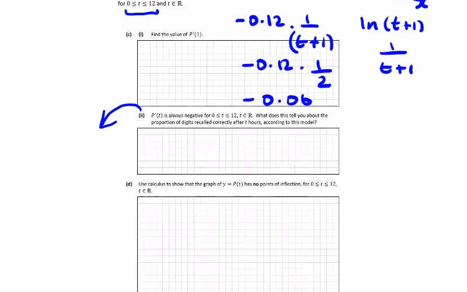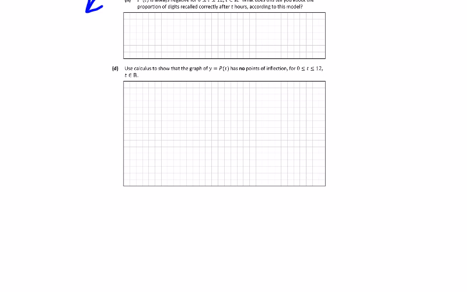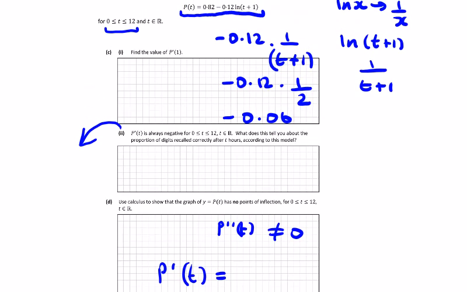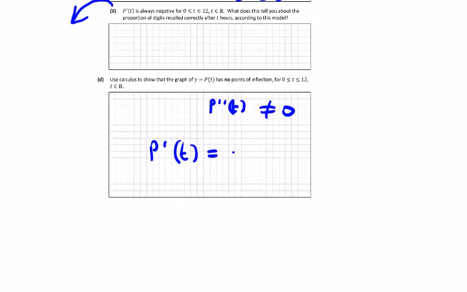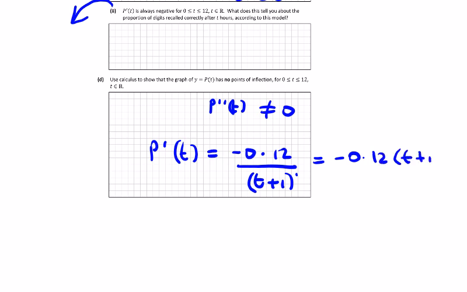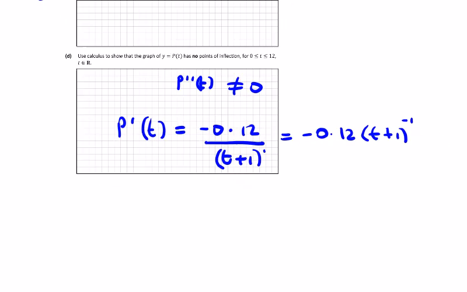And then the last part is use calculus to show that the graph has no inflection point, so we have to show p double prime t cannot be equal to 0. Okay, so we have p prime t already. P prime t is equal to minus 0.12 over t plus 1. If we have that to the power of 1, that would be equal to minus 0.12 by t plus 1 to the minus 1.